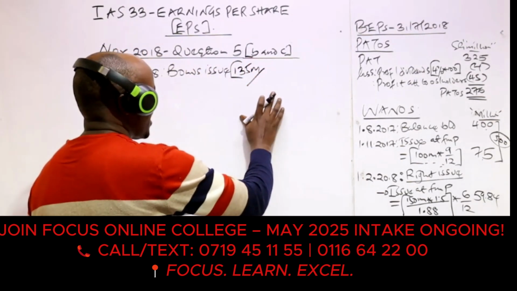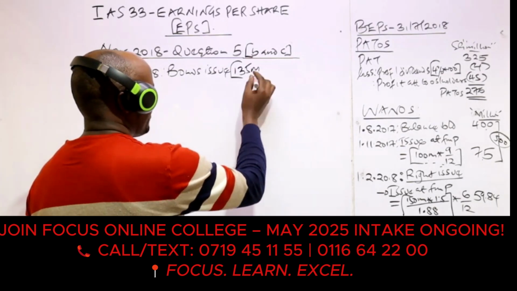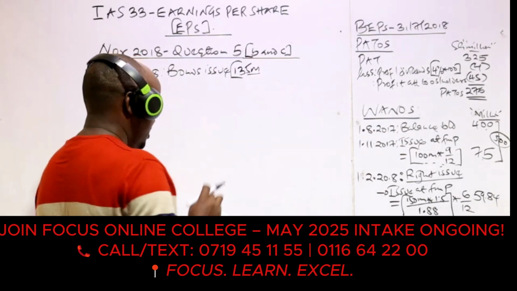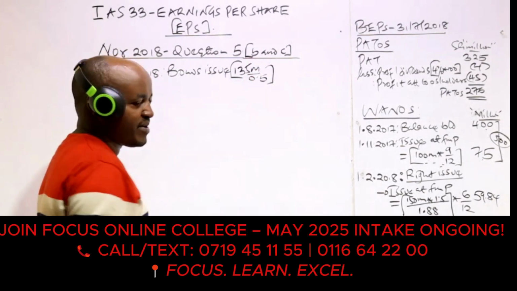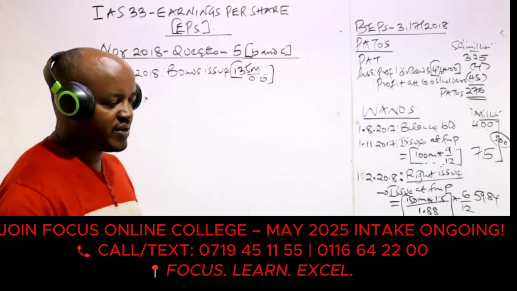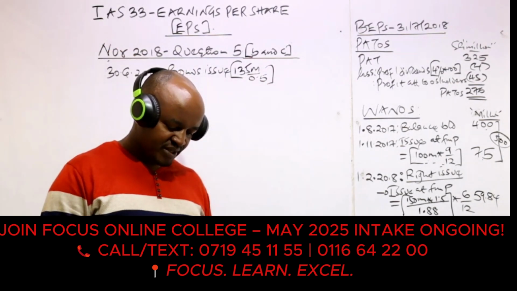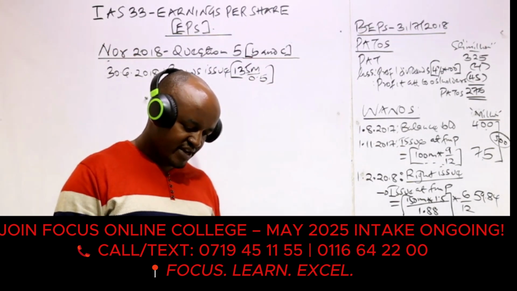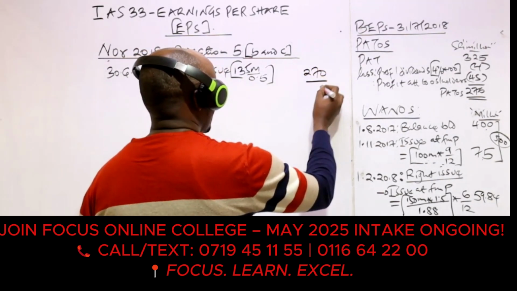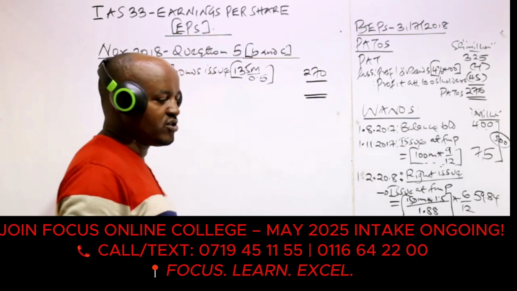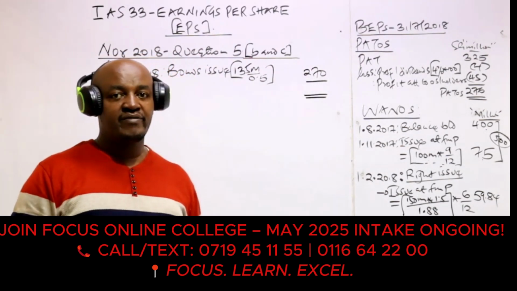We need to determine how many shares were issued. How do we determine that? By dividing that with the par value per share. The par value per share is what we have in the statement of financial position, which is 0.5. That is how we compute the shares which were issued by the company during the issue. So 135 divided by 0.5, which will give us 270. And also it is important to remember that these particular shares are not supposed to be weighted on time basis. And also we use them to restate the earnings per share for the previous year.